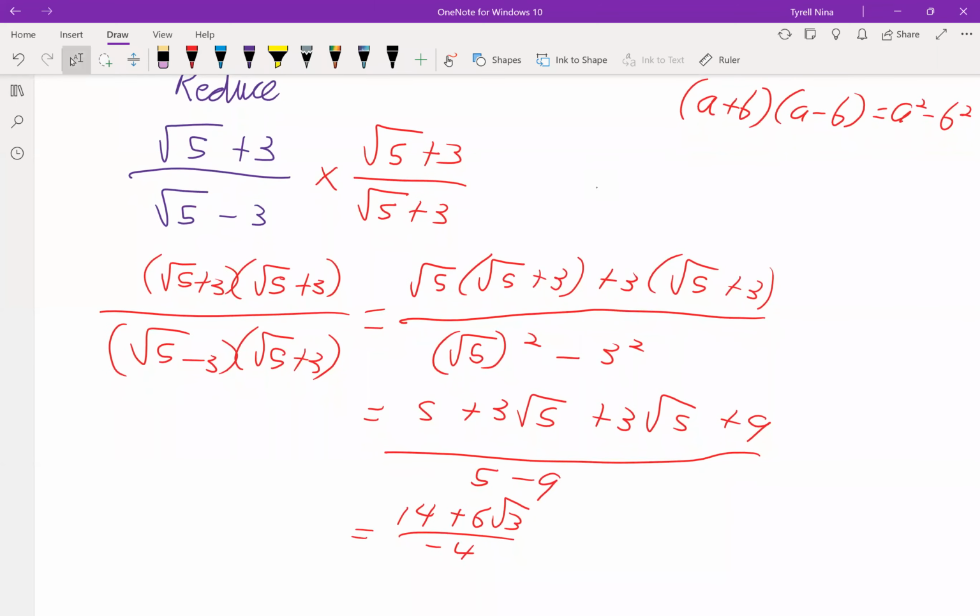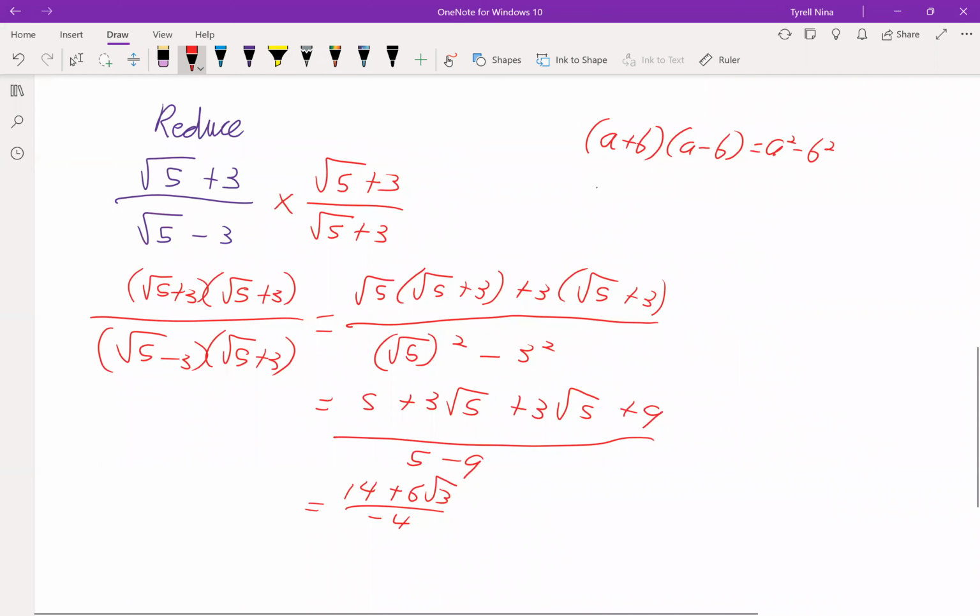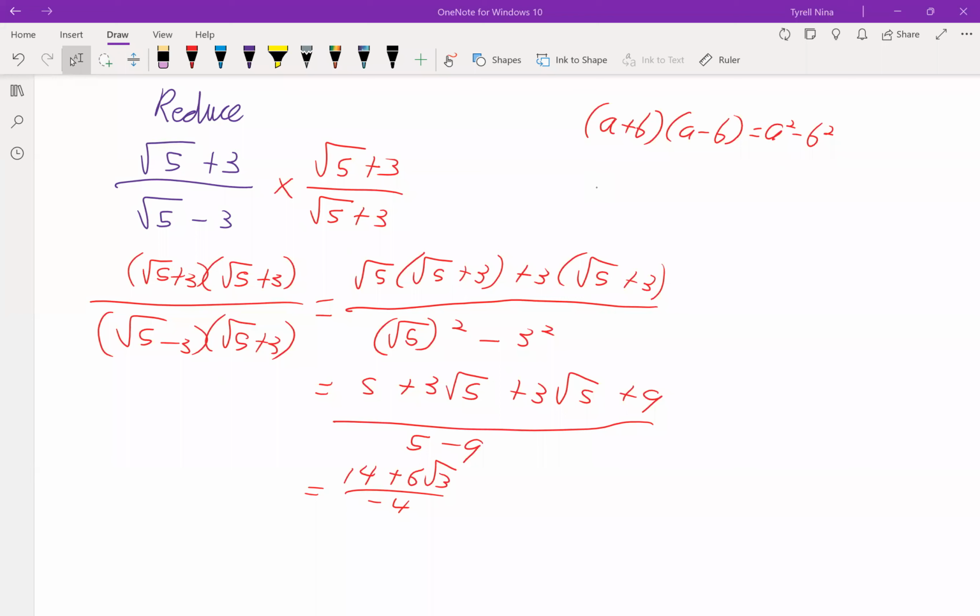Now, you could reduce this. Personally, I wouldn't take the risk to reduce it. I would leave it like that, although the question says reduce. Next thing you know, I put something wrong. But to reduce it properly, divide everything by -2. -2 into 14 is -7. -6 into -2 is -3√5. -4 into -2 is 2.